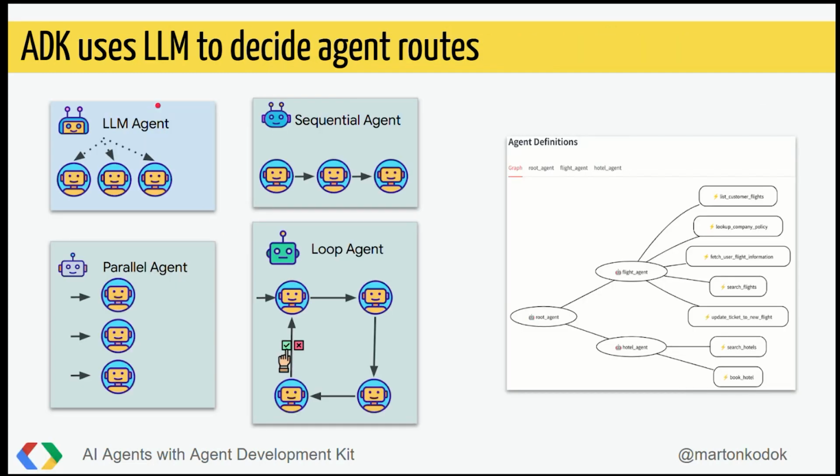ADK uses an LLM to decide agent routes. And this is something I really like, because we are able to hook up only an LLM agent and work globally, but sometimes we need sequential agents, loop agents, and parallel agents. But the decision what to do can also be on automatic mode. Let's see when you are going to use the parallel agent. The parallel agent can be used where you want to download some files. You can download them all in parallel and not one by one.